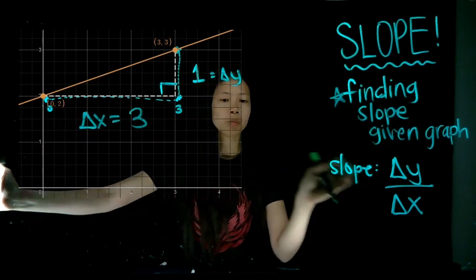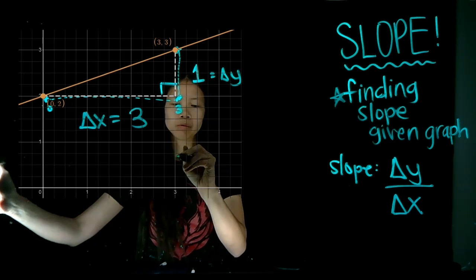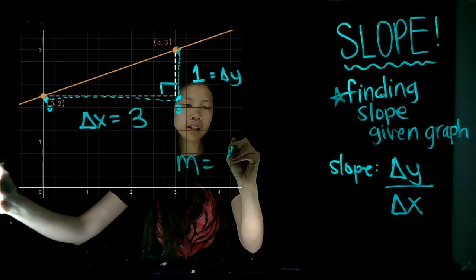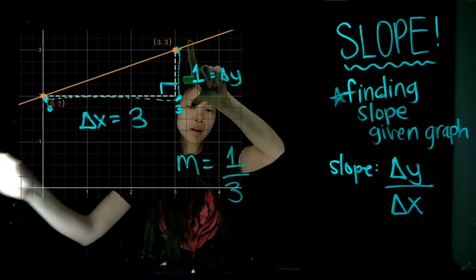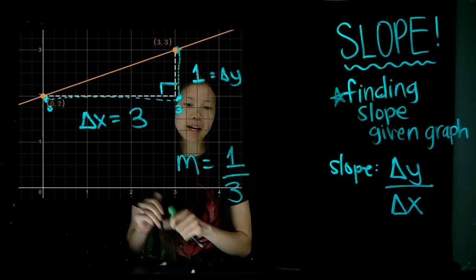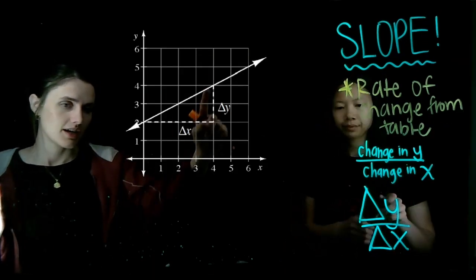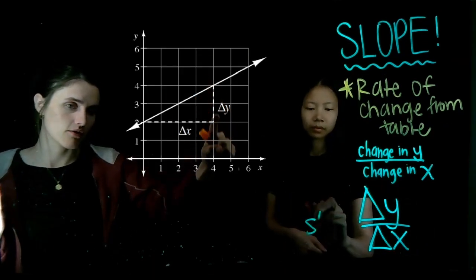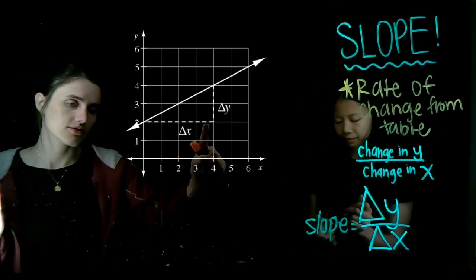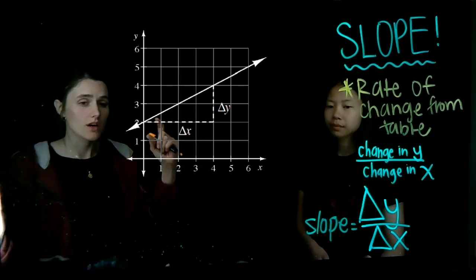Or we write our slope as rise over run. So we'd say our slope for this graph is equal to 1 over 3, because it's our difference in our y divided by our difference in our x. So in this graph, we already have the change in y right here labeled for us and the change in x right here. So all we have to do is figure out what those distances are.